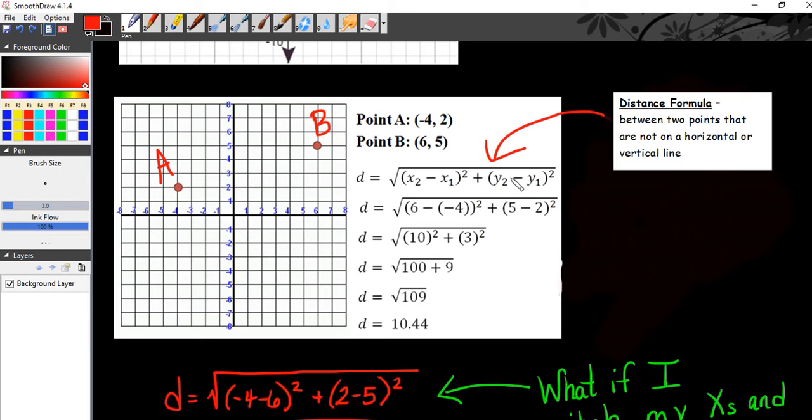Then your y's, 5, take away 2, subtract those and then square them, so 3 squared is 9. Add those together, you have 109, and when you take the square root, the distance between those 2 points is 10.44. And if you worked it out the Pythagorean theorem way, if you counted the distance between A, which is negative 4, and over here, this line is 6, and negative 4 take away 6 is negative 10. Absolute value of negative 10 is 10.